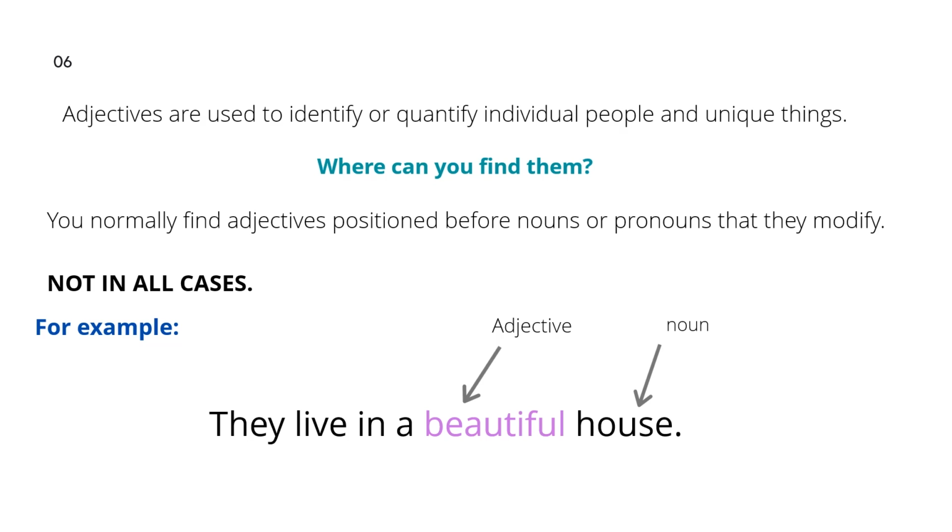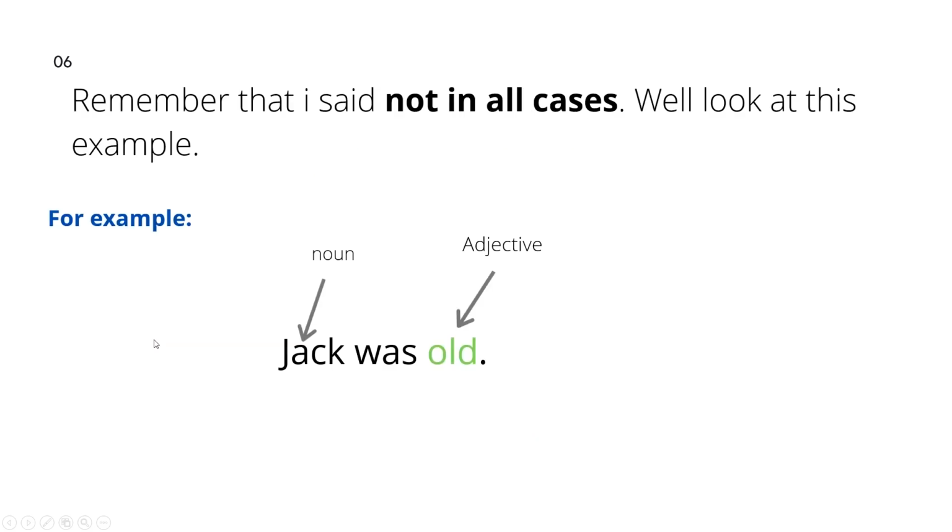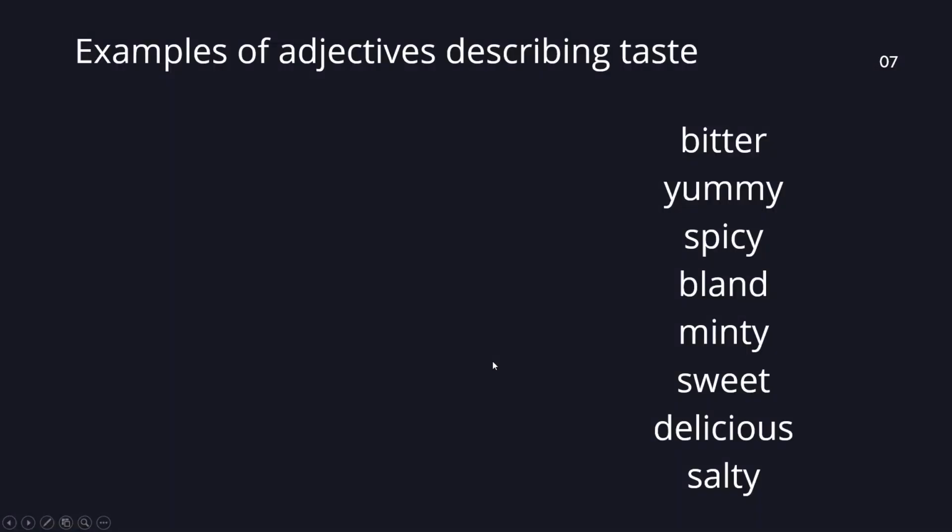For example, they live in a beautiful house. Can you see right here? Beautiful is our adjective and it is placed before our noun, which is house. Remember that I said not in all cases? Well, look at this example here. Jack was old. The noun is at the beginning, and the adjective is here at the end.